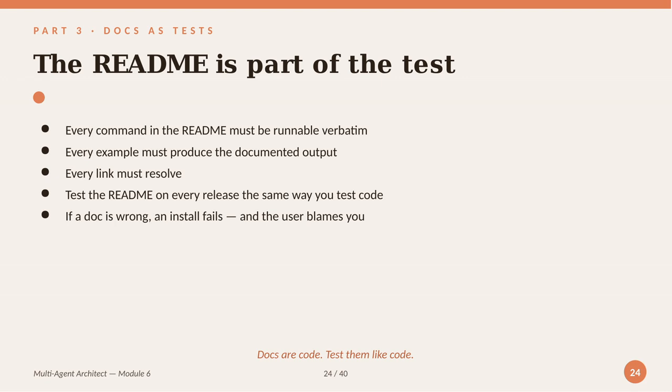Every link must resolve. Internal links to other doc sections, external links to references, both. Dead links are an instant credibility hit, and they accumulate over time without anyone noticing. Test the README on every release the same way you test code. Add it to your CI. Make it a gate. If a doc is wrong, an install fails and the user blames you, not the doc.